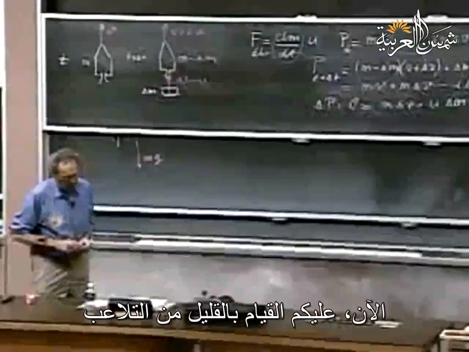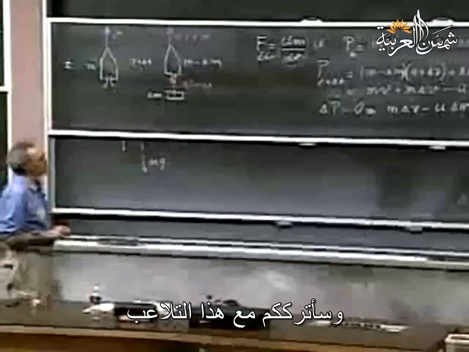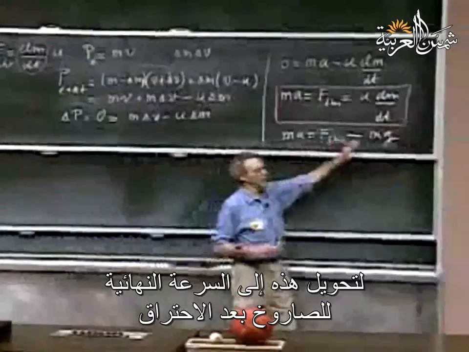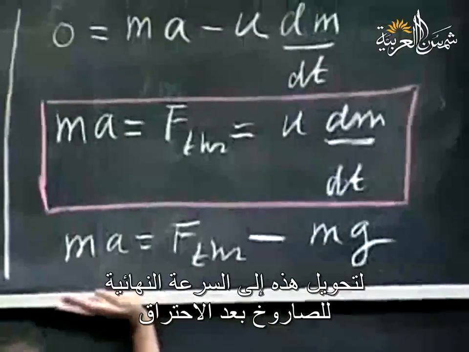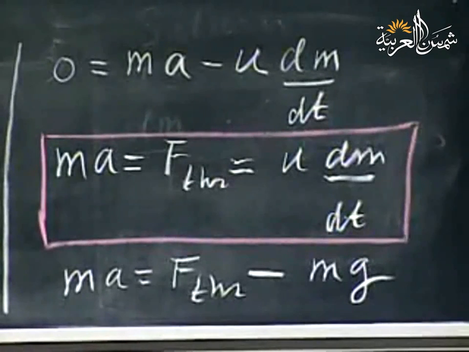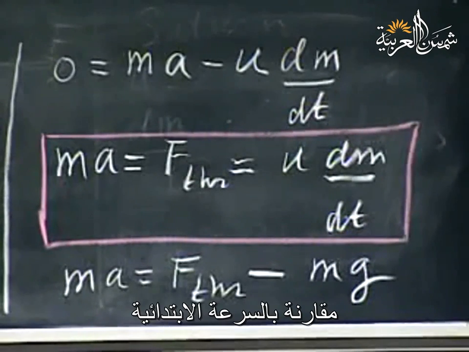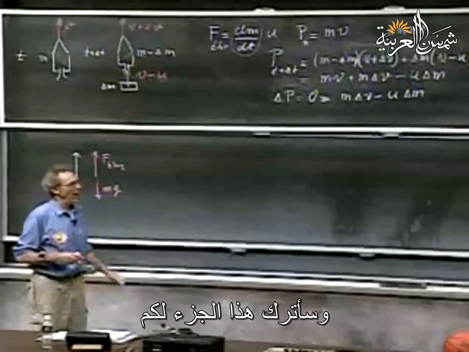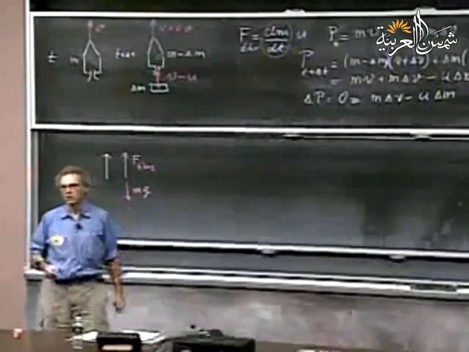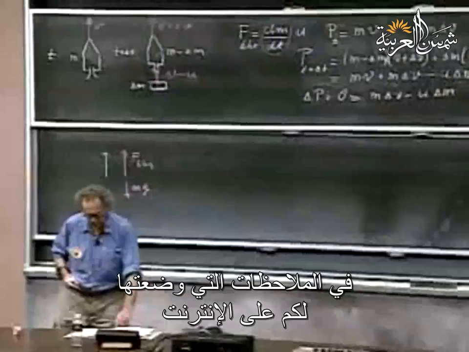Now you have to do a little bit of massaging, and I will leave you with that massaging. A couple of integrals are necessary to convert this into the final velocity of the rocket after the burn compared to the initial velocity. That part I will leave you with, but you will see that worked out in all detail in the notes that I left on the web.